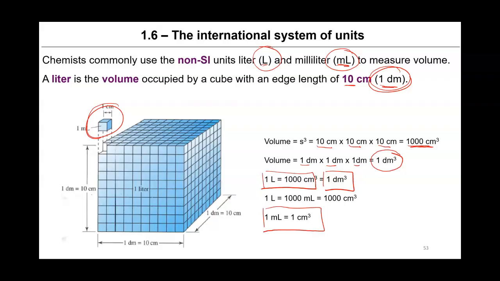So those 3 relationships are important. 1 milliliter is the same as 1 centimeter cubed. 1 liter is the same as 1,000 centimeters cubed, and 1 liter is the same thing as 1 decimeter cubed.